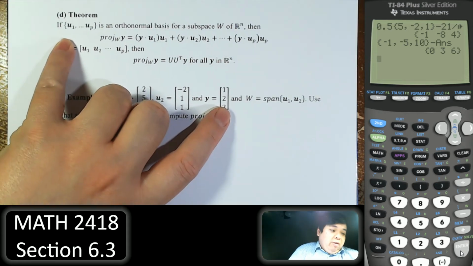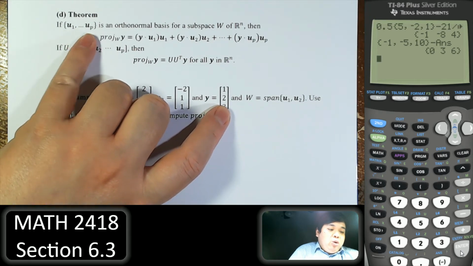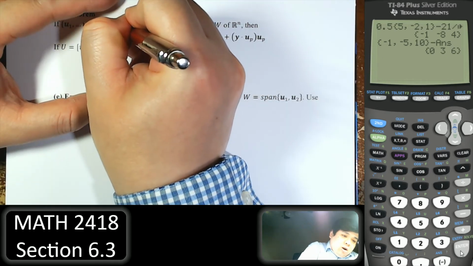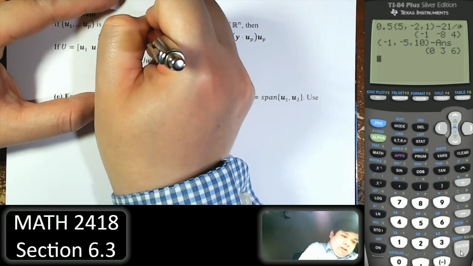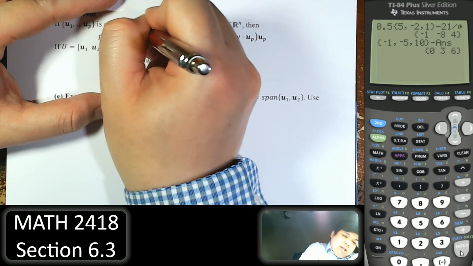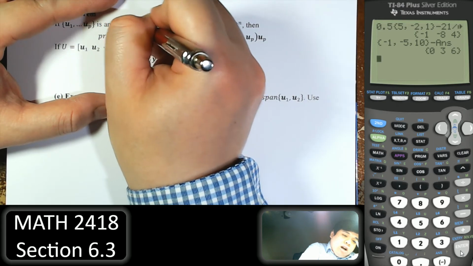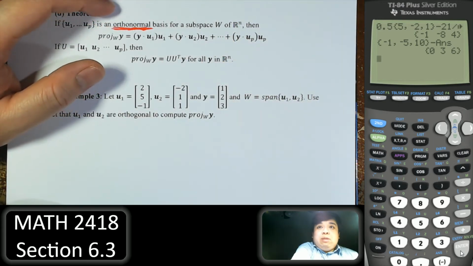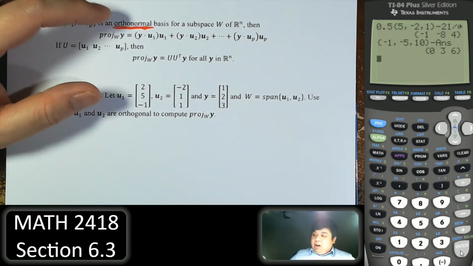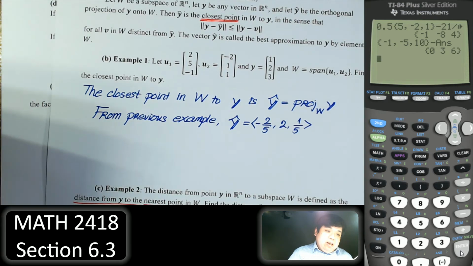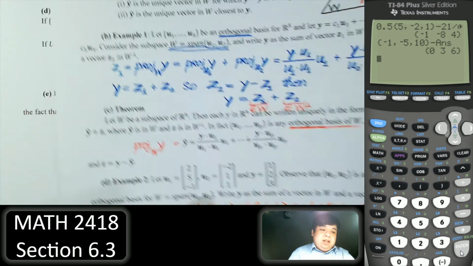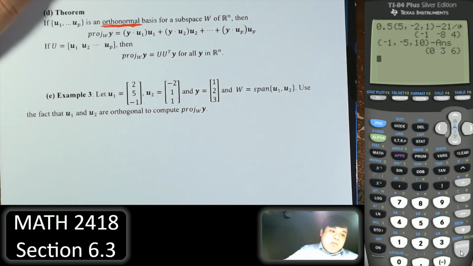Now, here's a very nice result. If we have u1 to up is an orthonormal basis, what is different between orthonormal and orthogonal? It is of course going to be orthogonal, but it has to be normalized as well, meaning that all the vectors have to have a length of 1. So that is different than what we had earlier. Earlier we had an orthogonal basis. This is an orthonormal basis of W.